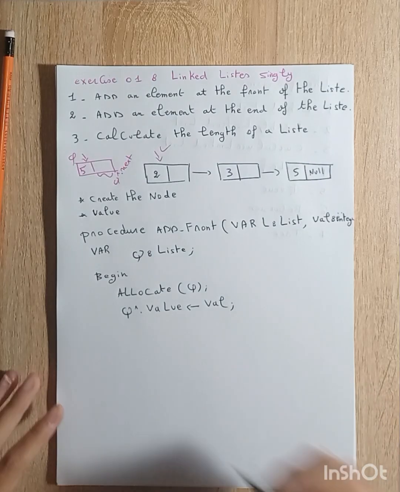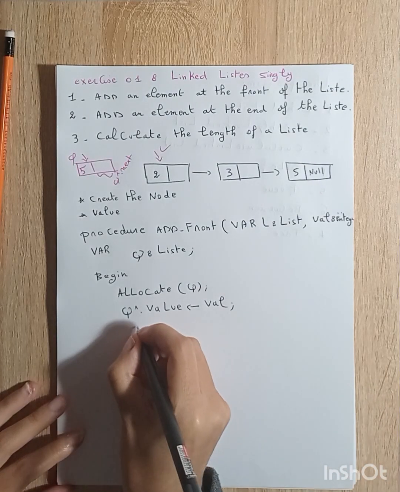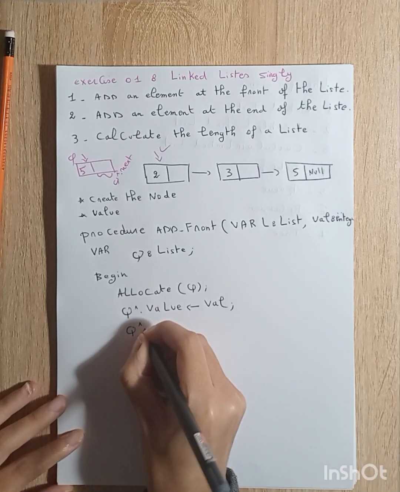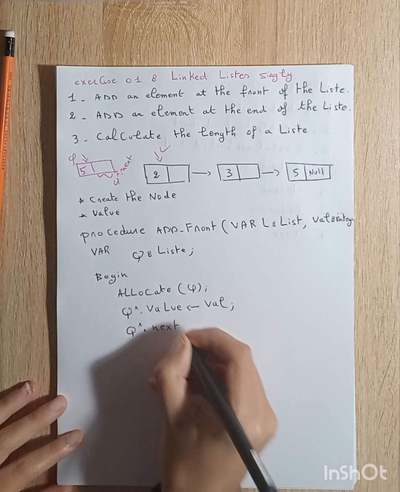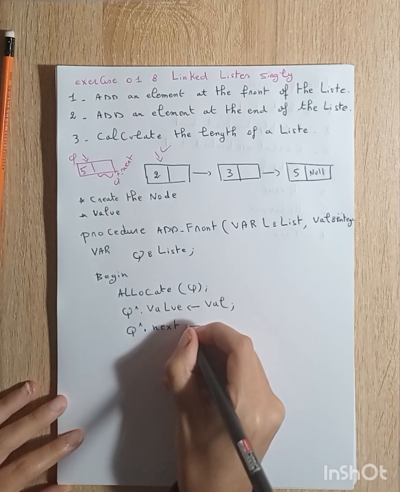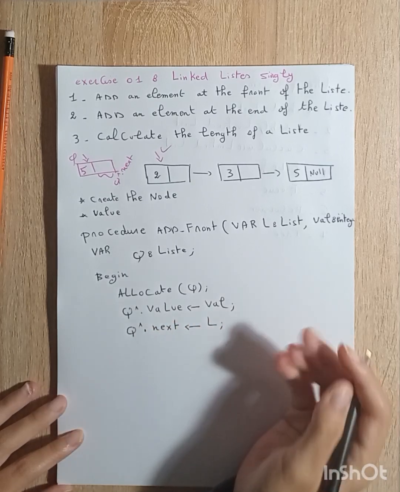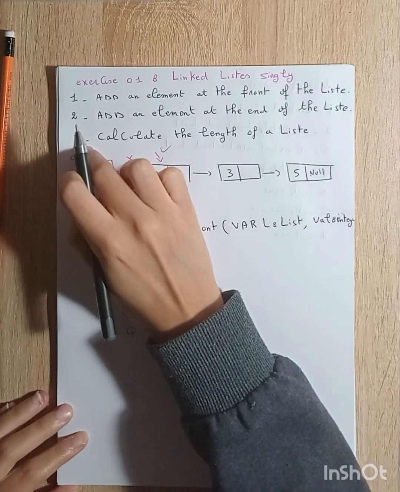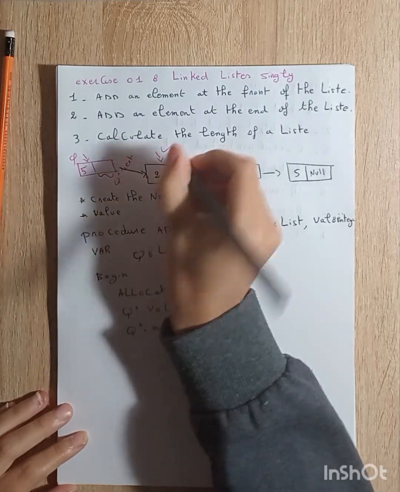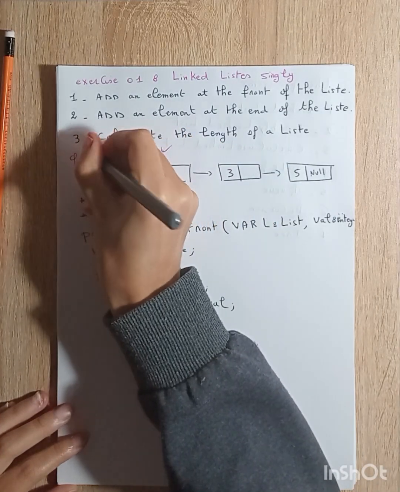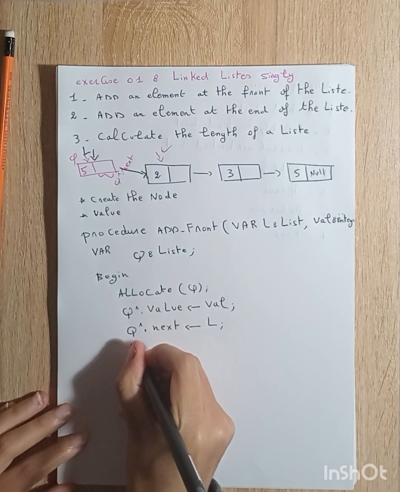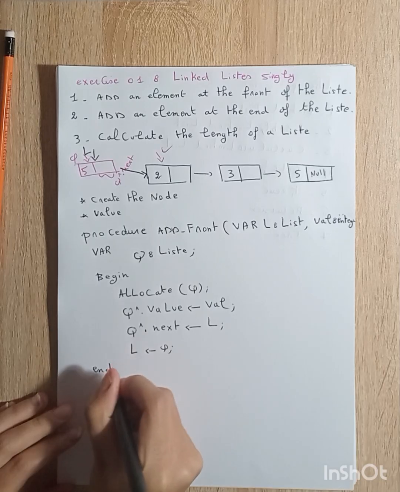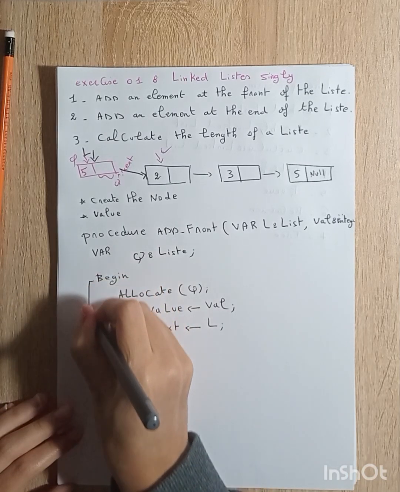So we write it like this. And then our L list will be in here. After we connected this, this L will be here. So we will make L in the place of Q. This is how we do the first question.